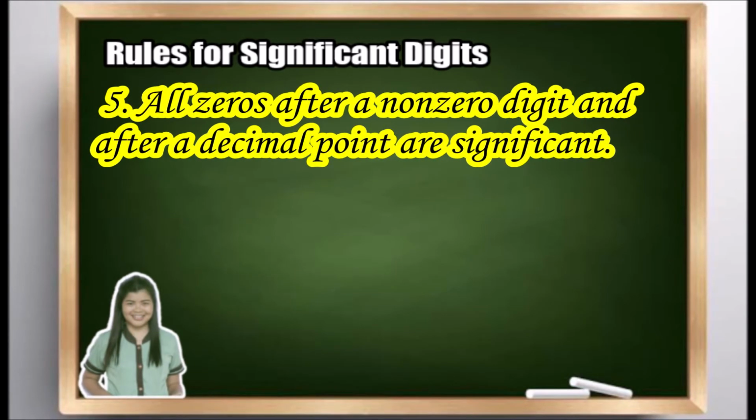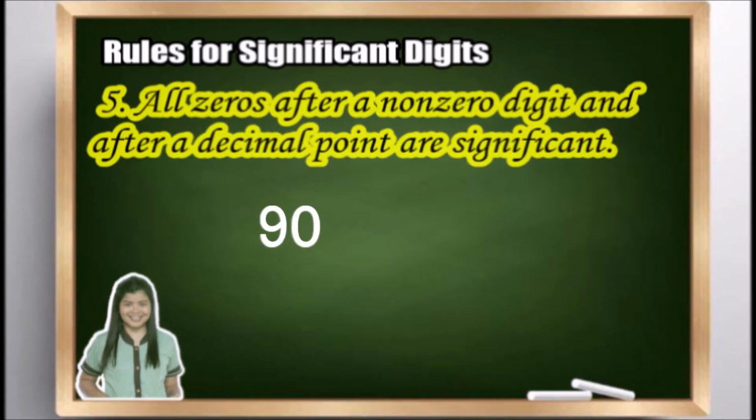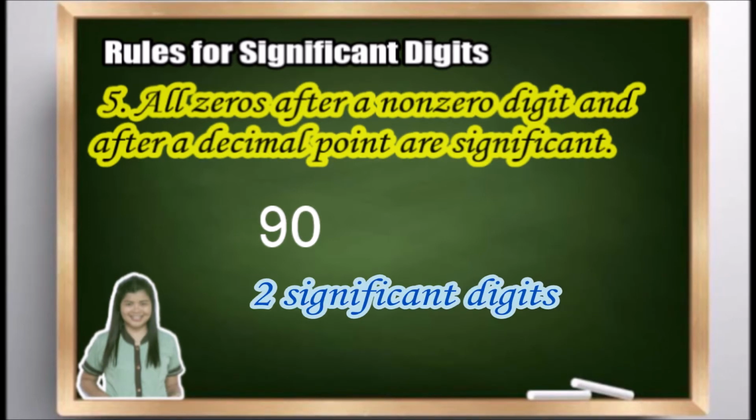Okay, down to the fifth rule, all zeros after a non-zero digit and after a decimal point are significant. Okay, say for example, we have 90. So the 0 came after a non-zero digit. So the 0 there can be counted as significant. So there are two significant digits for 90.